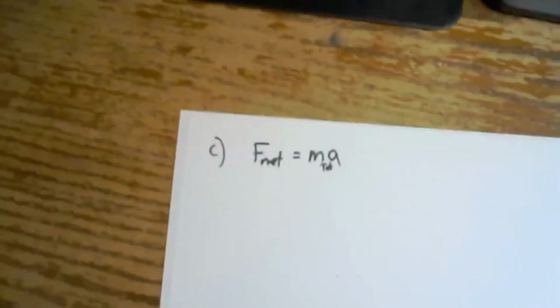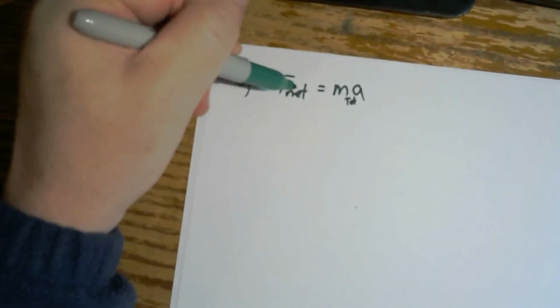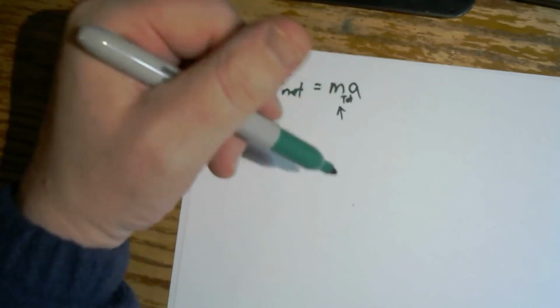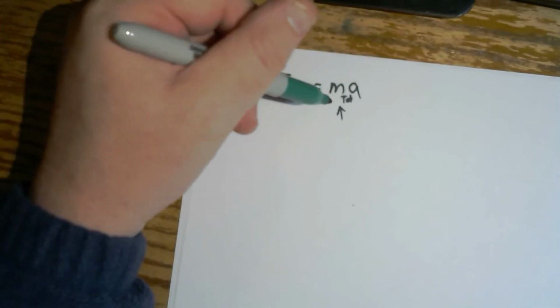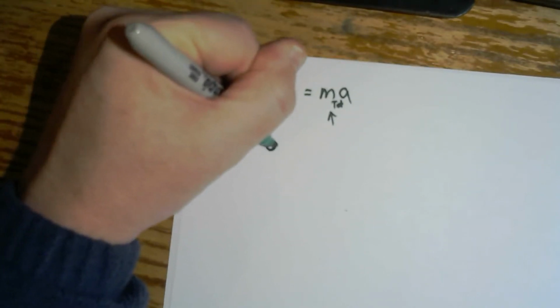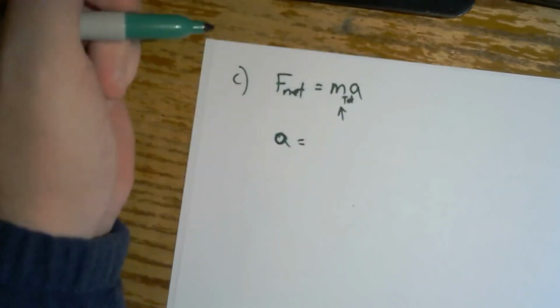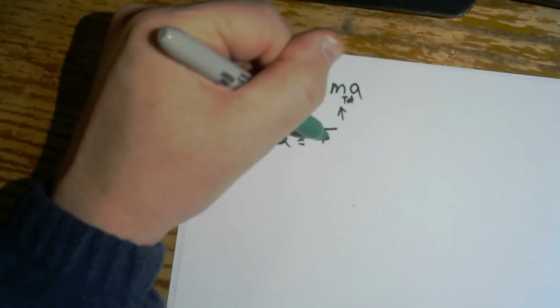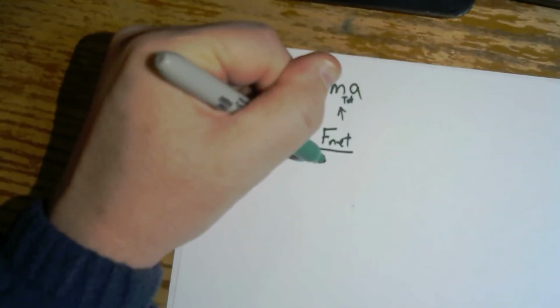So to find that, once again, I'll do F net is equal to MA. But in this case, the mass is the total mass. So I'll put a little M total there. Sorry, guys. So our net force is equal to MA, where the mass in this case is not just the block A mass, it's block A and block B mass. So we want to solve for the acceleration. So it's going to be net force divided by the total mass.